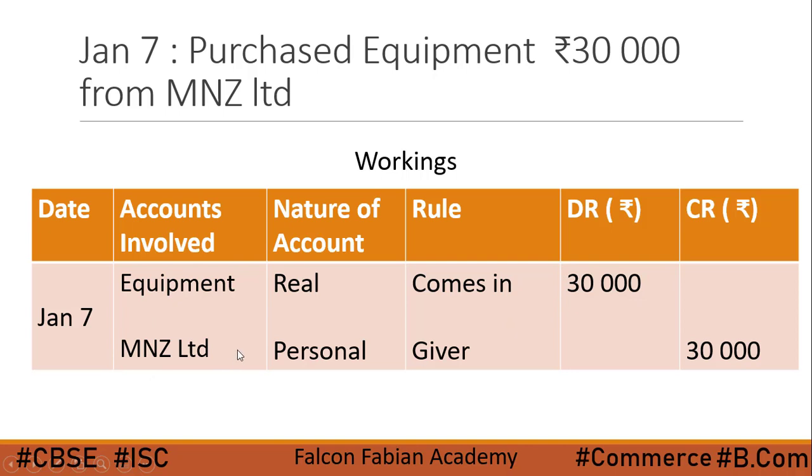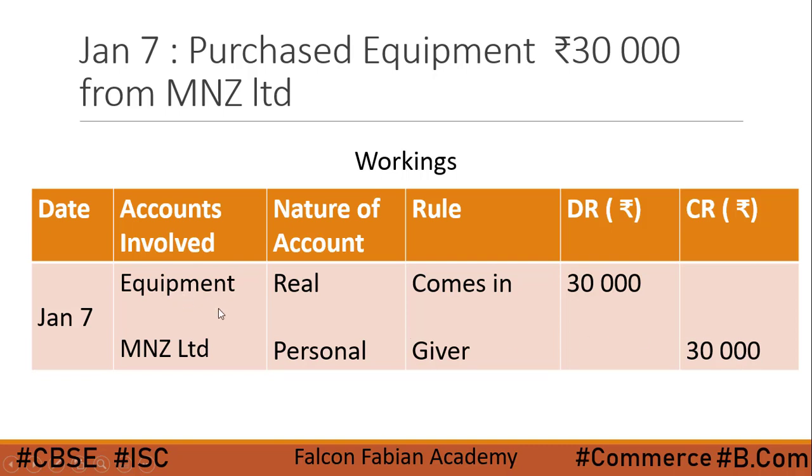The second account involved over here is MNZ Limited, and this is an organization. The rule for personal account is applied to organizations and businesses, and the rule is debit the receiver and credit the giver. Here MNZ Limited is the giver of this equipment. Therefore, MNZ Limited's account is going to be credited by 30,000.